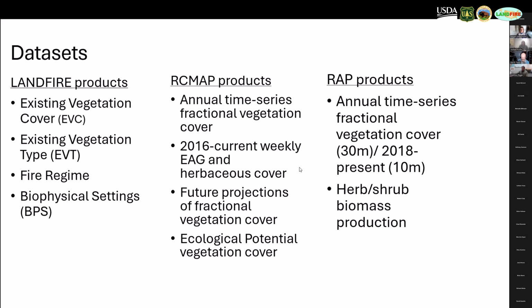So RAP has the same sort of annual time series with many of the same components that RCMAP does. There's a little difference there in what components are mapped. RAP has now also released a second set of 10-meter scale data using Sentinel data from 2018 onwards, and I think there is some additional floristic detail in those maps relative to the 30-meter maps. RAP also does produce herbaceous and shrub biomass production estimates. I think those are done on a weekly time scale during the course of the year.